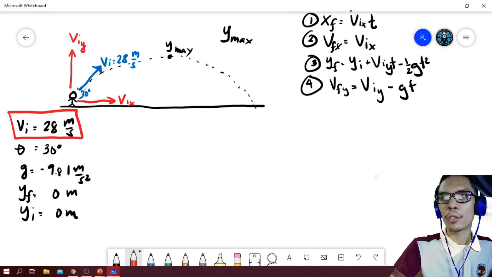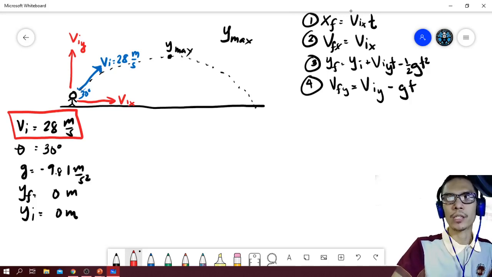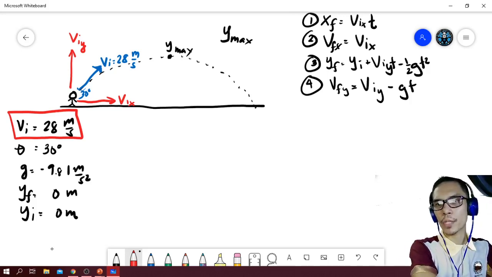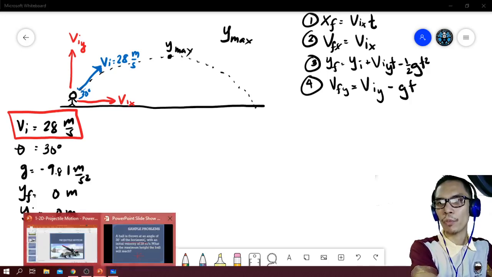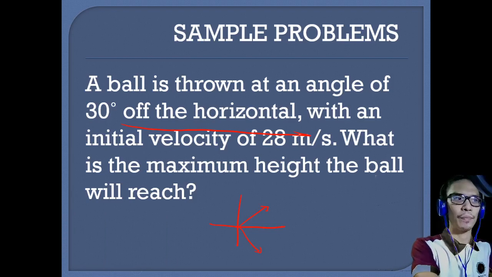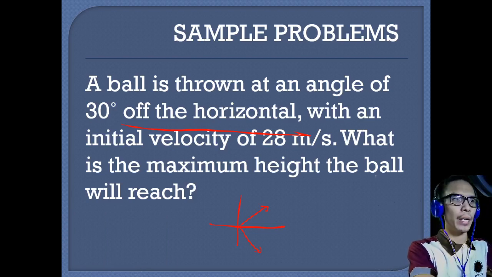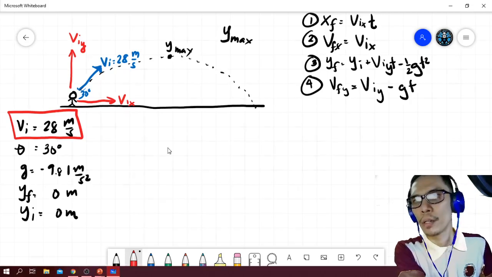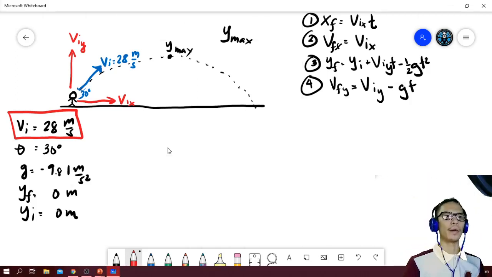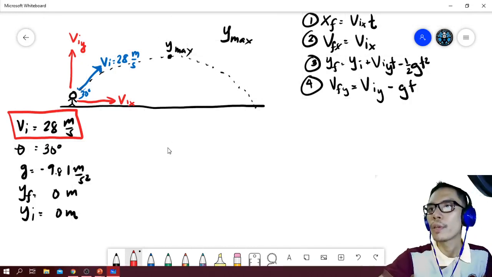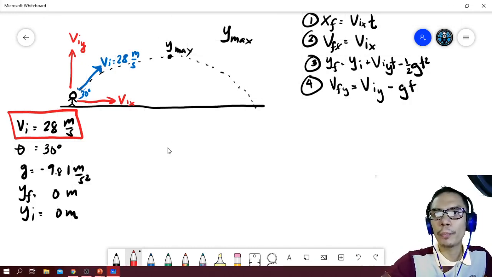Because if you break this down into its components, we will now be able to solve the problem itself. I think we left something on the problem that we forgot. The maximum height that the ball reaches only, not the range. So we are not looking for the range, only for the maximum height for this problem. All right, so let's answer this one.